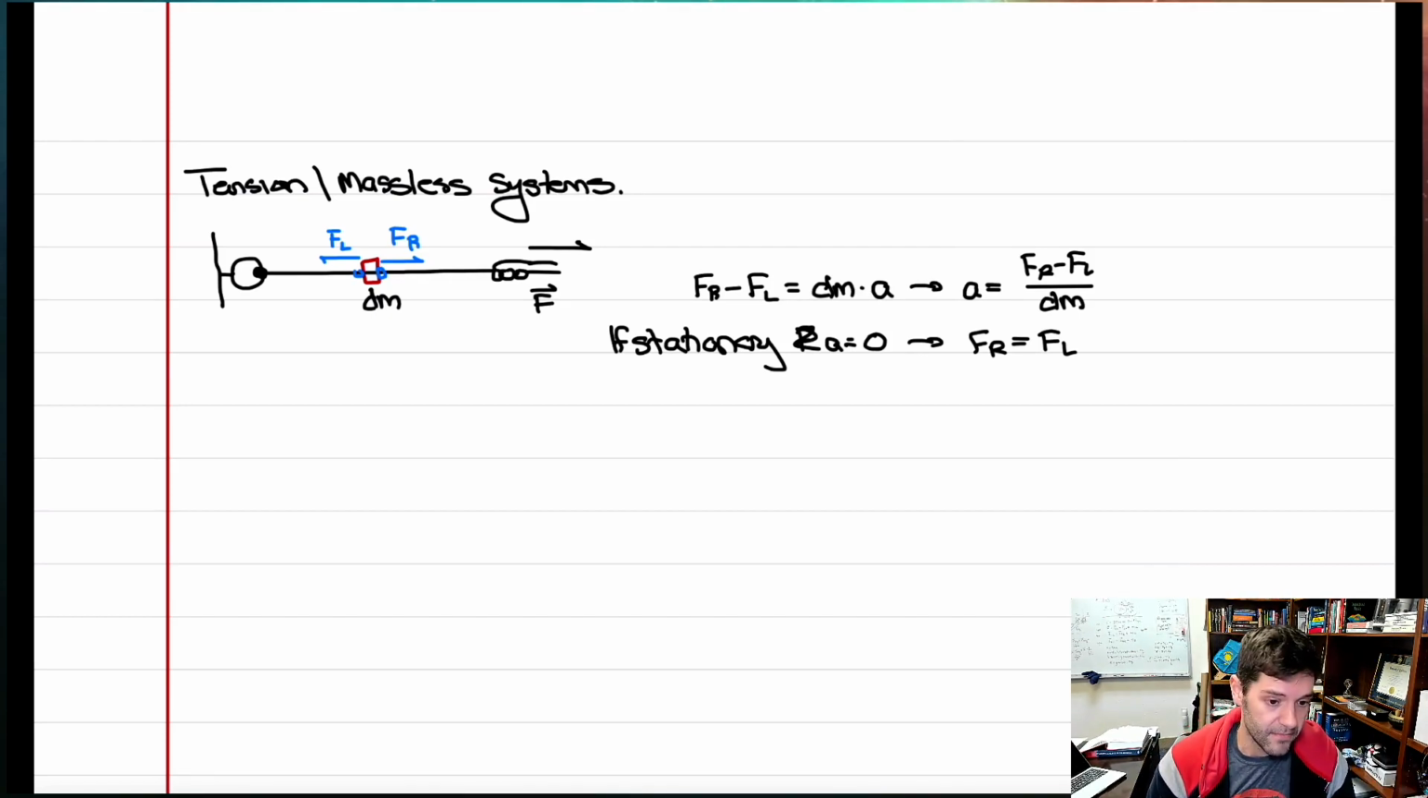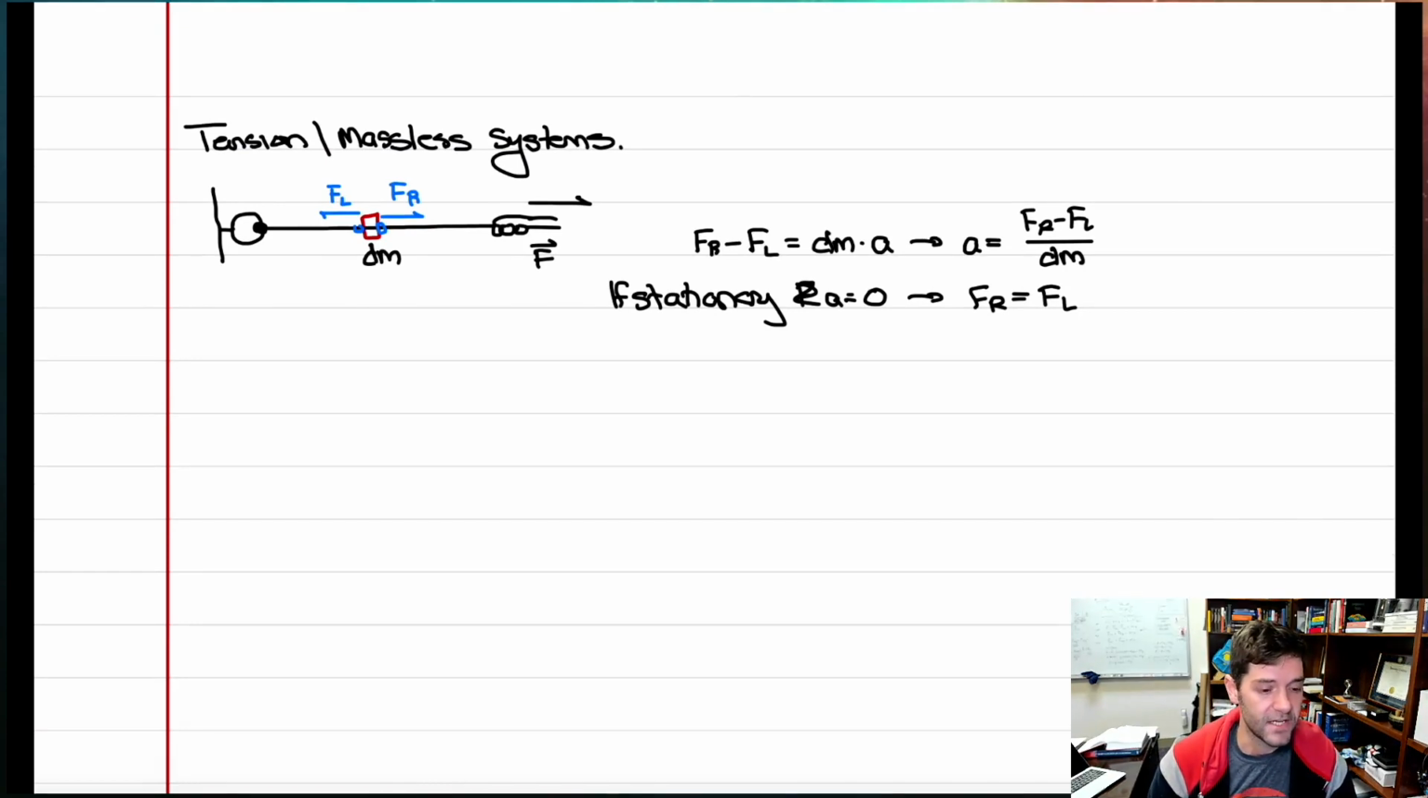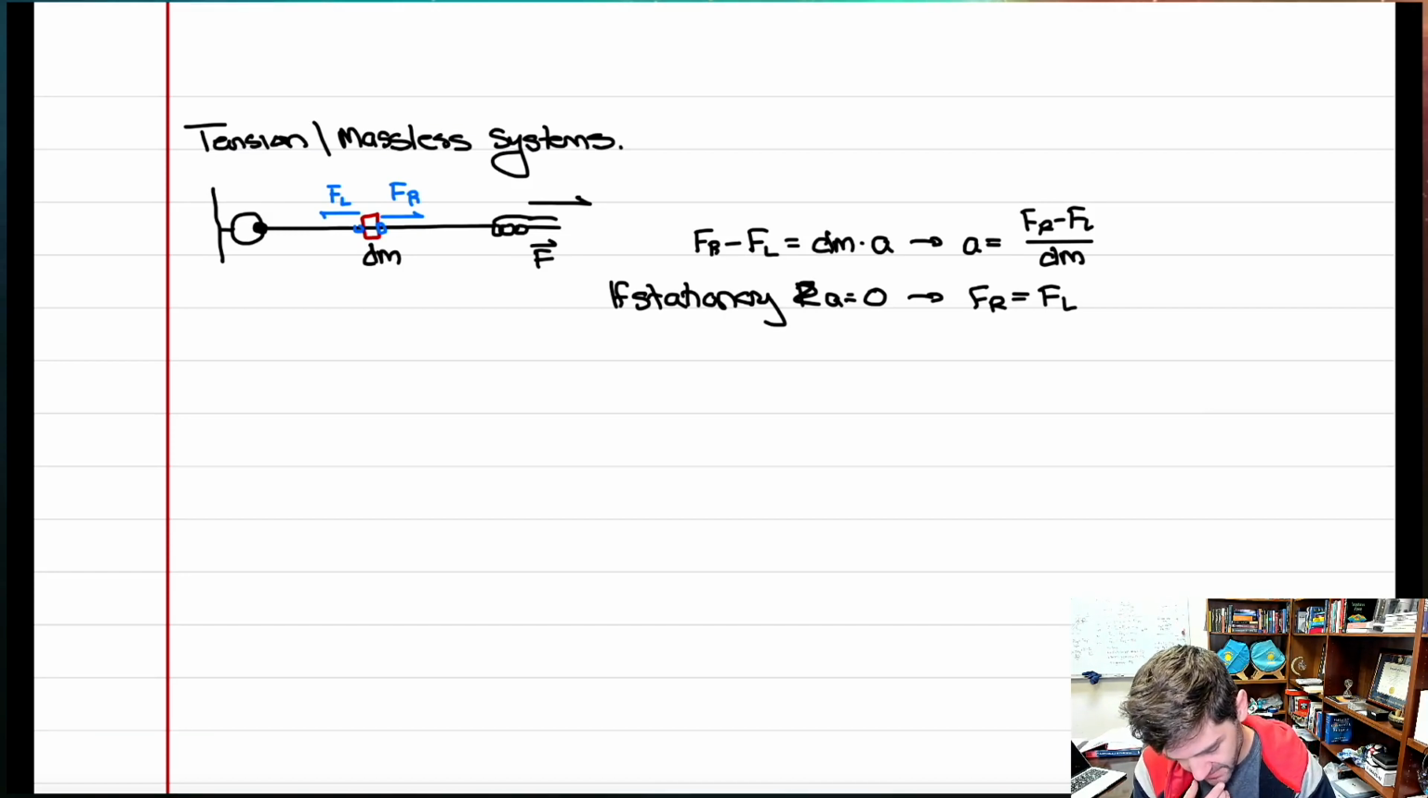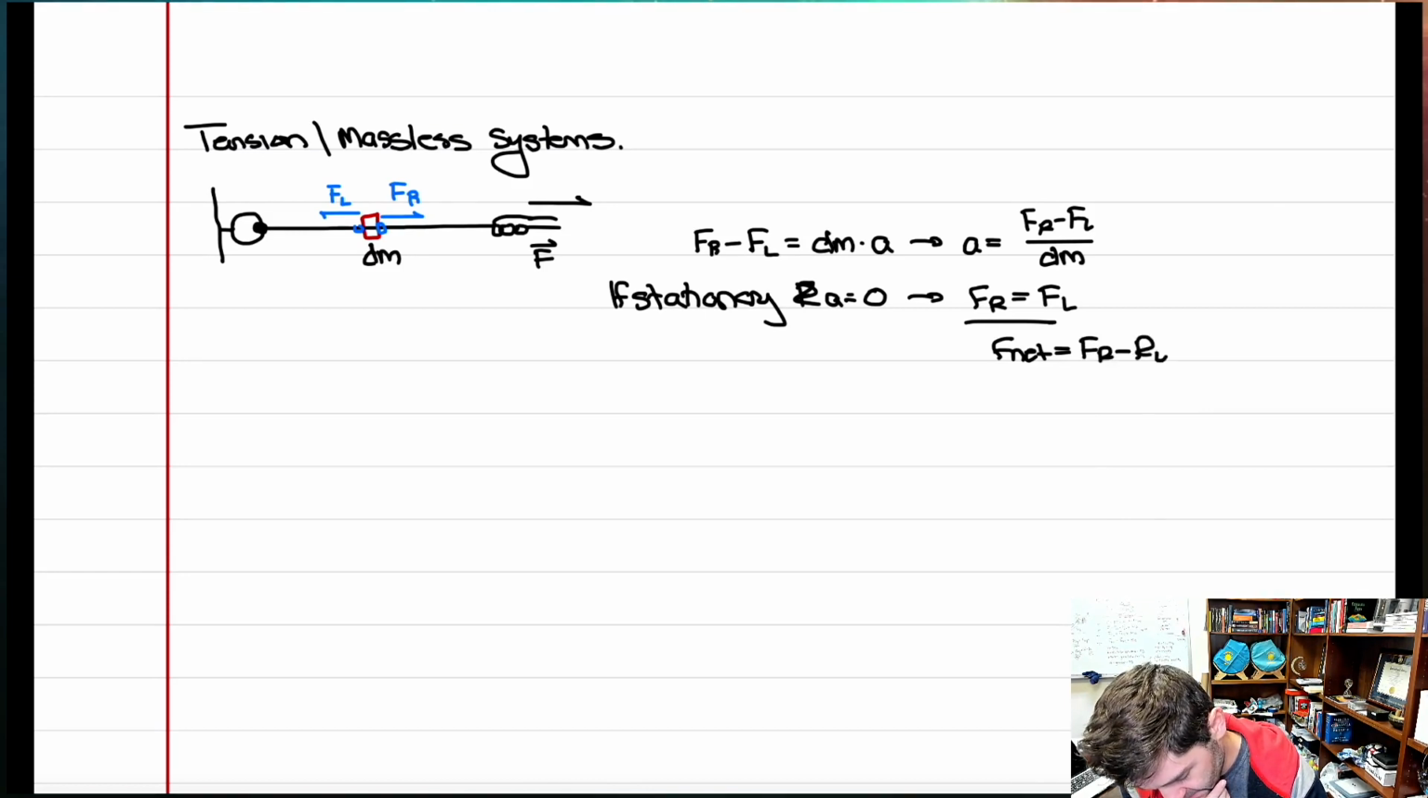But I claim that even if the thing wasn't stationary, if we take the rope to be massless, F net must still be 0. Right? Notice by saying that these two are equal, that's the same thing as saying that F net, which is the difference of the two, was 0.